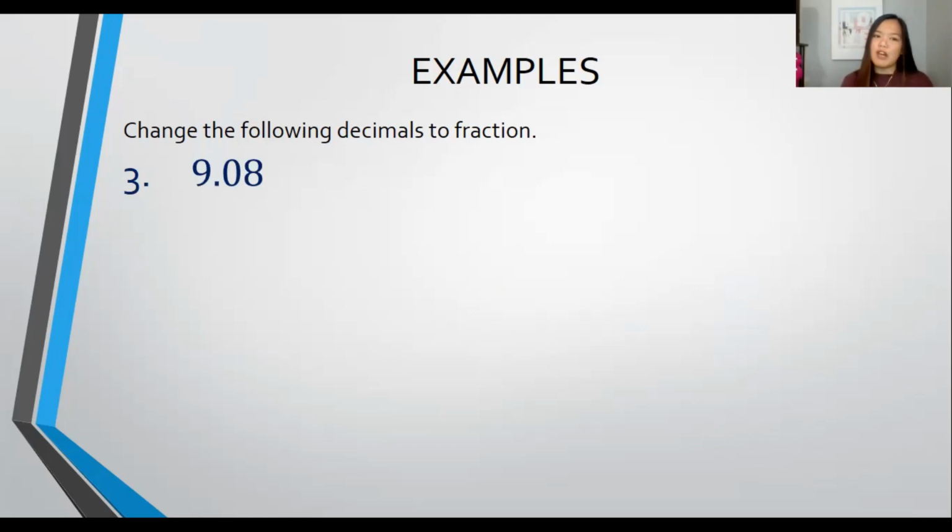Also, how about if we have a whole number? 9.08. 9.08 equals 9 and 2 over 25. Why did I get that answer? How did I do that? So the first thing I did was to identify the place value of the decimal, and it is hundredths.